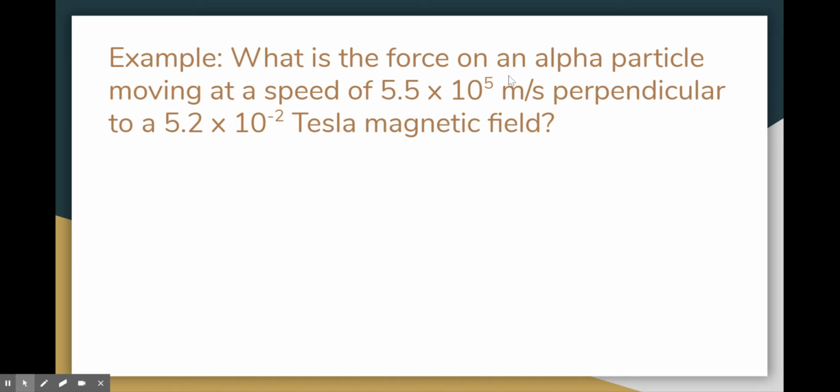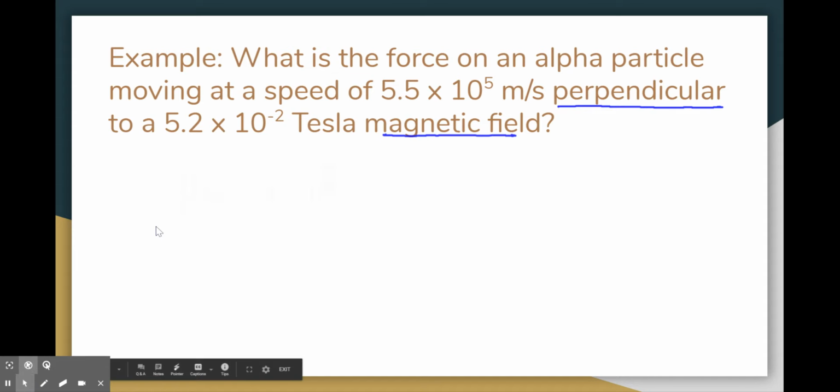What is the force on an alpha particle moving at a speed of 5.5 times 10 to the 5th meters per second? Perpendicular, that's the key here. And again, we're not going to get too fancy. I mean, there are questions where it's not perfectly perpendicular, but let's take it easy as we get used to this formula. You're going to see this term quite a bit, a description that describes the speed being perpendicular to the magnetic field. And once we see that, then we know that we can use the formula just as it stands. So, it doesn't get too complicated or even that interesting, to be honest with you.